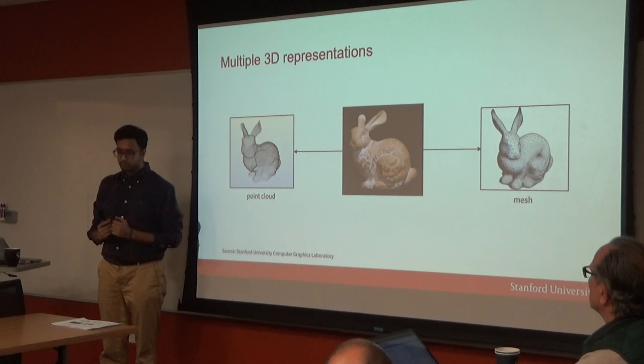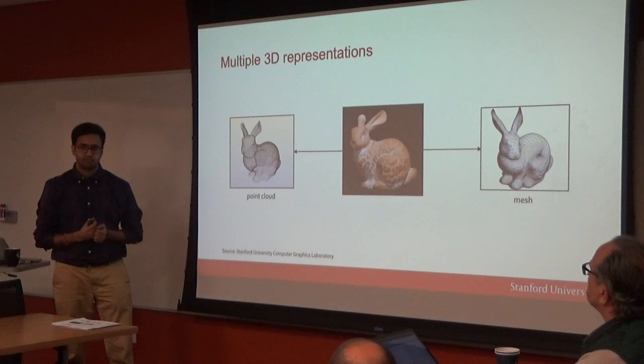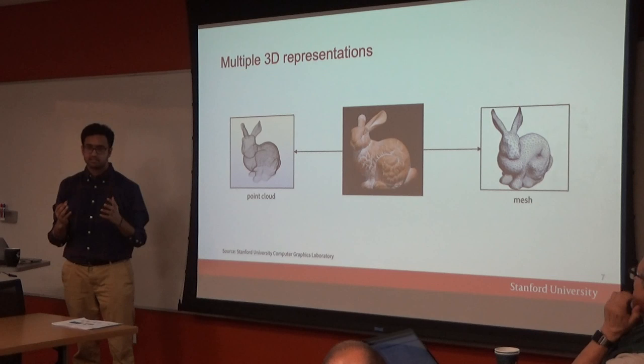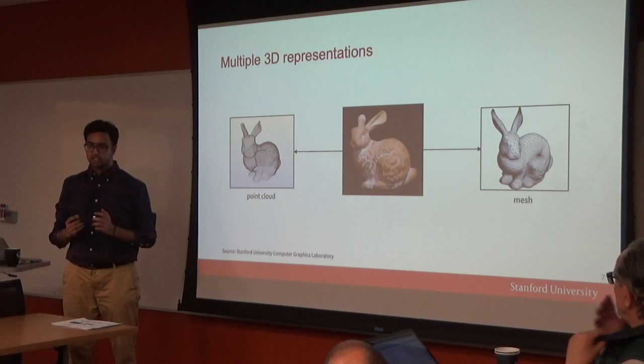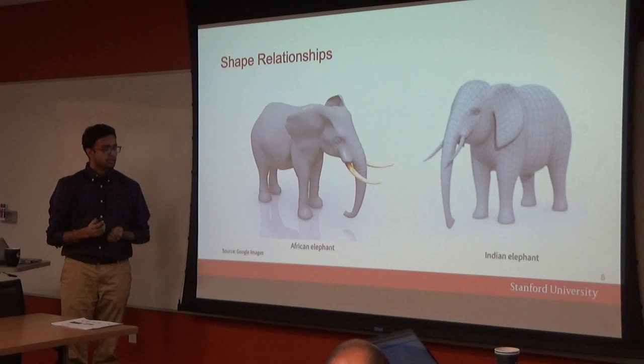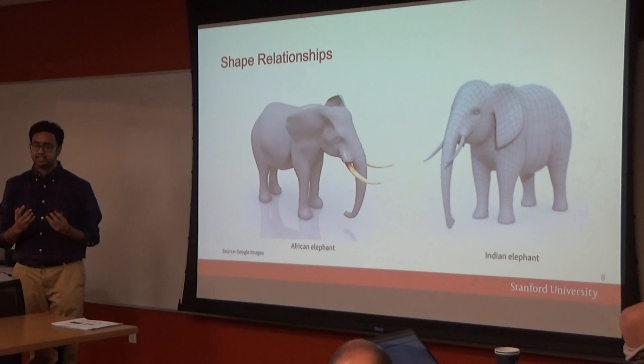Given a scan of an object, this scan can be represented in one of multiple 3D representational formats. For example, a point cloud. A point cloud is a set of 3D points that represents a particular object. Another such representation is the mesh. A mesh is an embedded graph in 3D with vertices and faces. But whatever the representation, when we say we want to relate a couple of objects, what we intend to relate are the underlying objects and not really the representations.